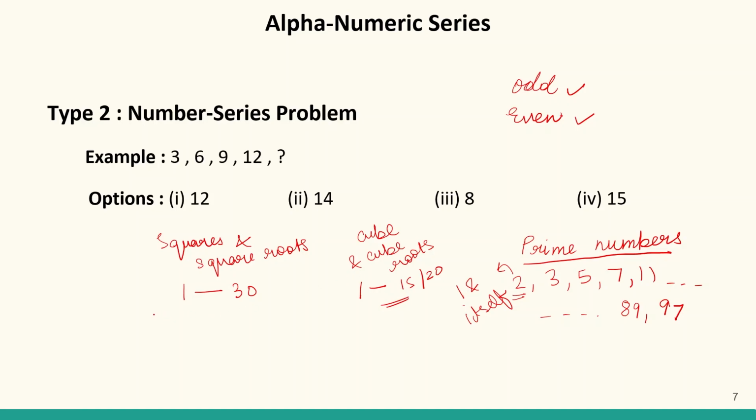So let's see. What is the square of 1? 1. What is the square of 2? 4. What is the square of 3? 9. So this list up till 30 you should know. And similarly for cubes, 1 cube is 1, 2 cube is 8, 3 cube is 27. Similarly up till 15, or based on how much you can remember.